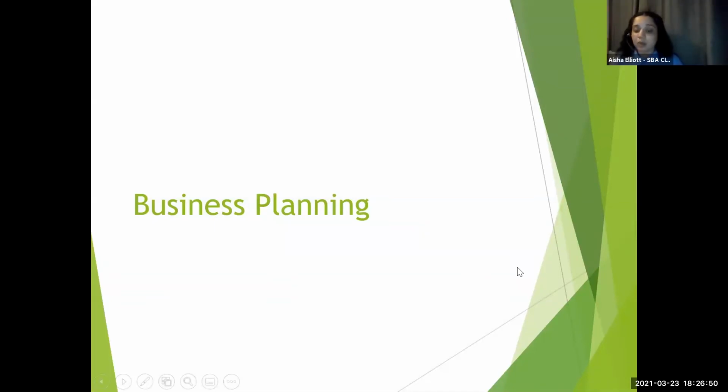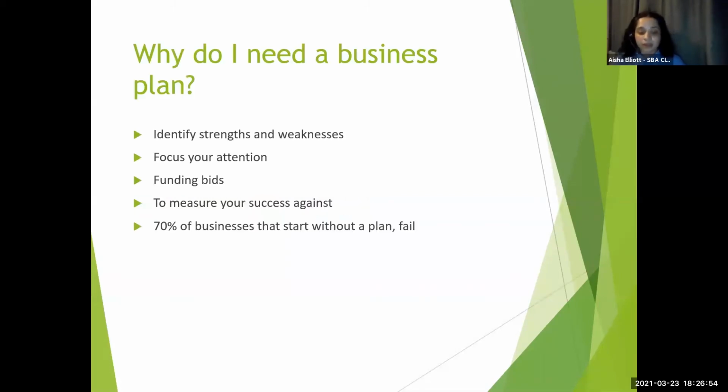So now, as I say, we will be looking at business planning. So the first thing is, why do you need a business plan? Well, firstly, it will help you to identify your strengths and weaknesses as a business. It will help you to focus your attention, so you will know where you need support or assistance, where you can possibly improve, what's going well. So it's a fantastic tool to measure your success against.